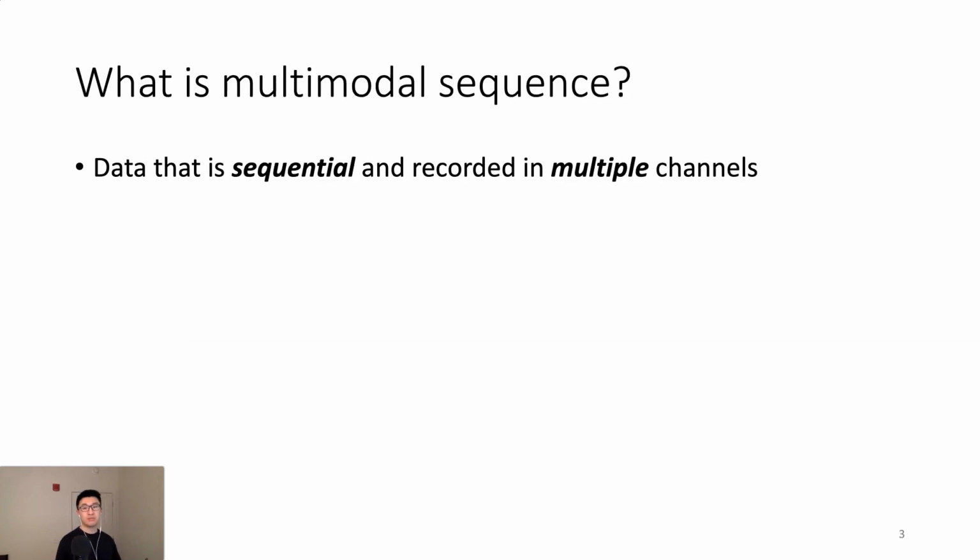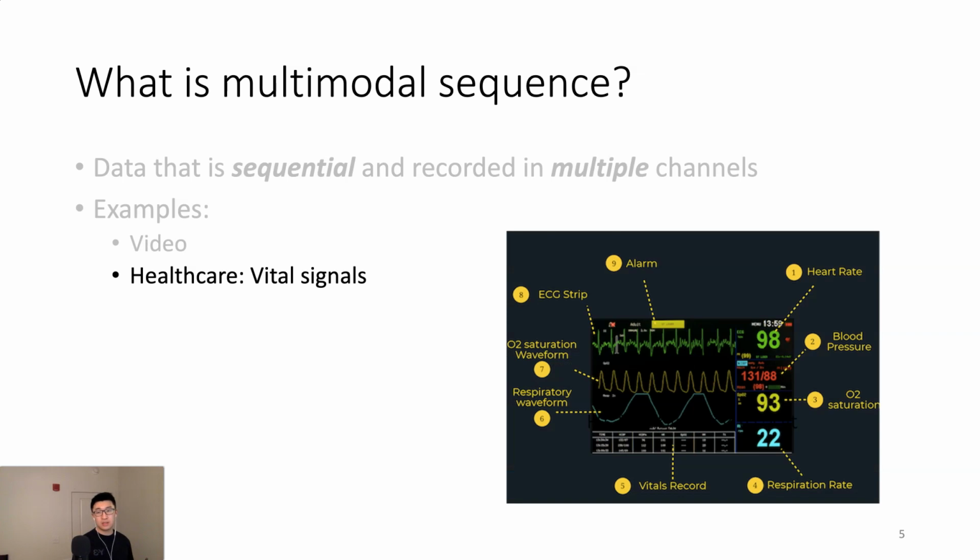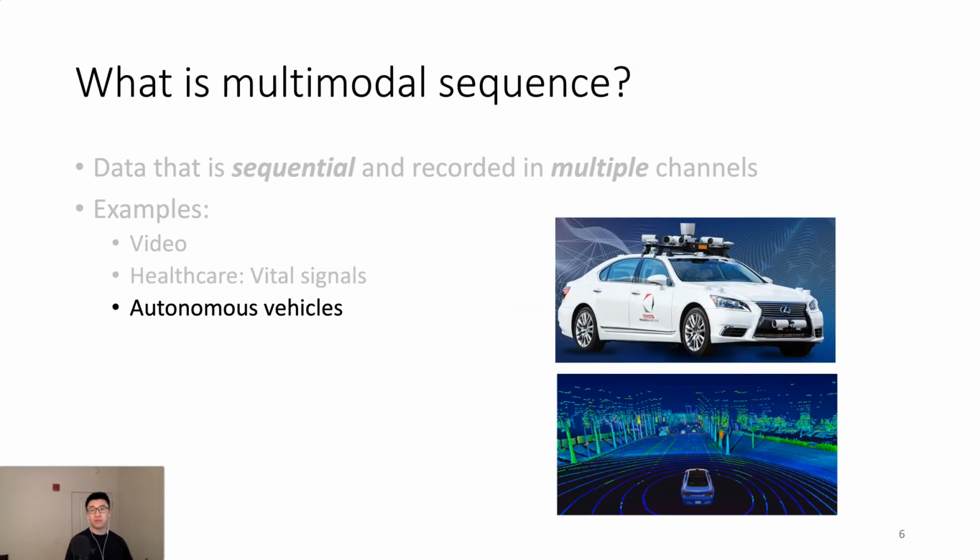So let's start with what multimodal sequence is. Multimodal sequence is data that is sequential and recorded in multiple channels. For example, video is a multimodal sequence. In the healthcare domain, the vital signals of a patient form a multimodal sequence. For autonomous vehicles, the camera and LiDAR attached to the car also form a multimodal sequence.